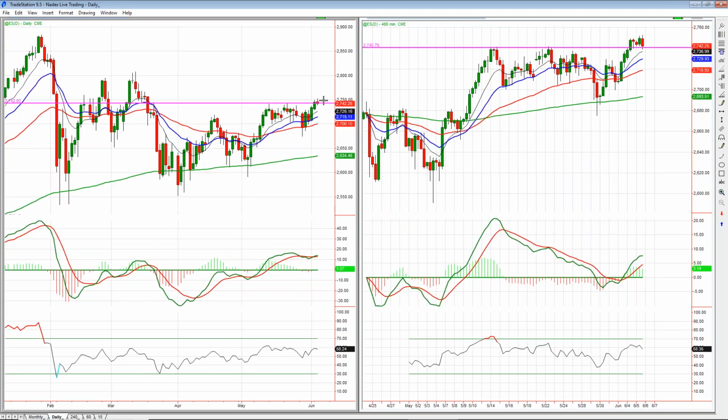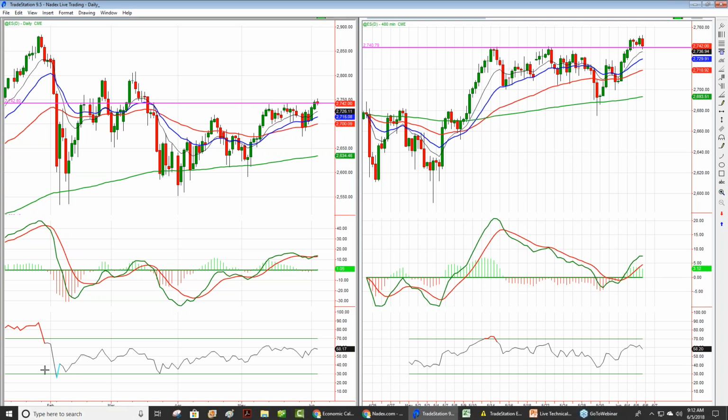But again, I'm looking for that daily candle to give me my ultimate sense of what's going to happen today. If we get a nice little bullish candle here, then I think that gives me some confidence that we're going to be making that move back up to 2800. If it's a rejection candle, then I think there might be some more sideways action here. So a couple things there to think about.